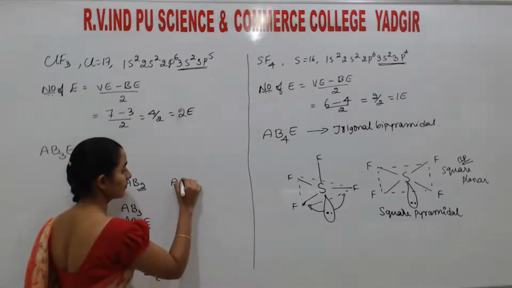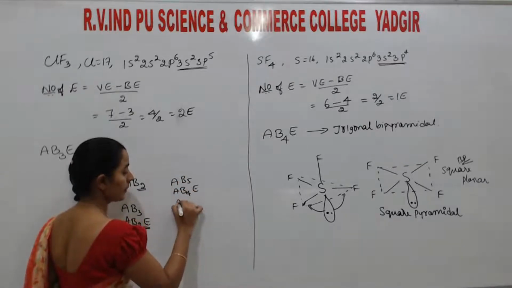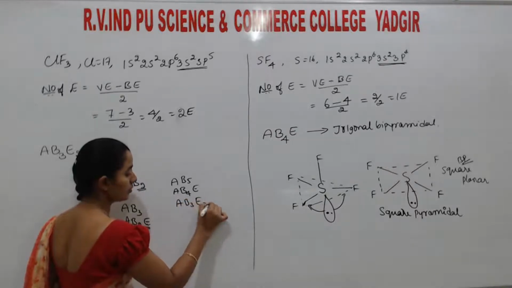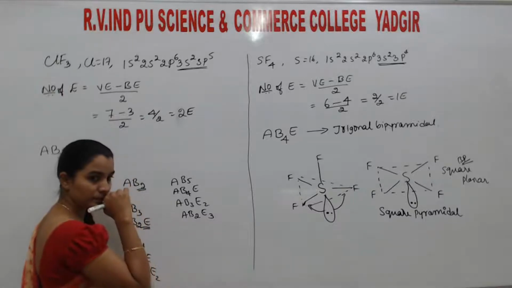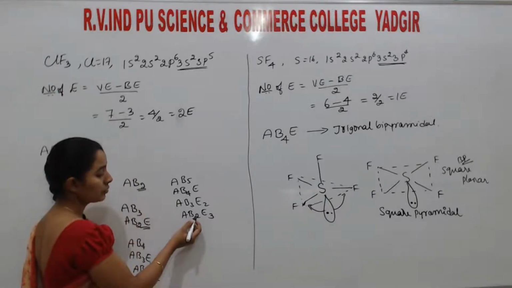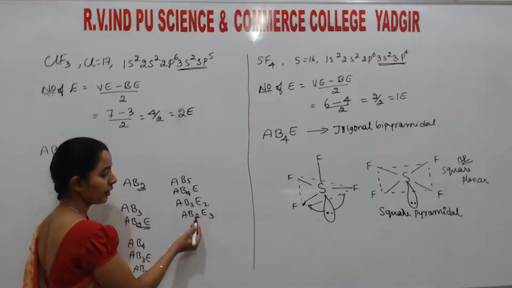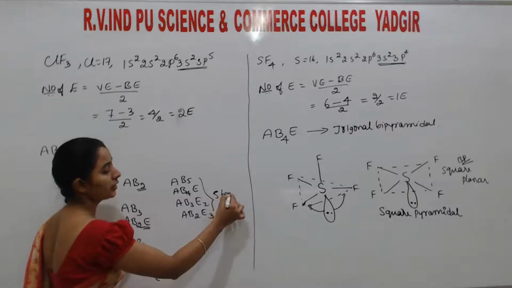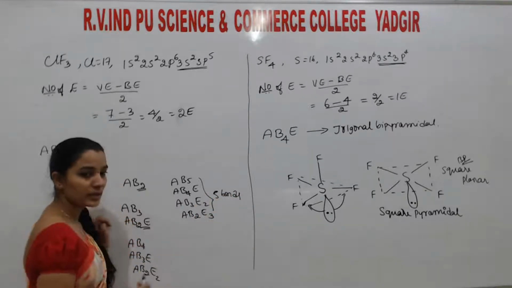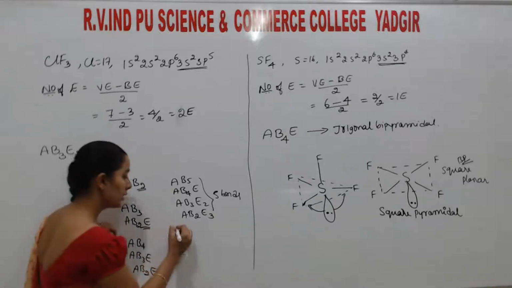Next here, AB5, AB4E, AB3E2, AB2E3. Okay, here 5, and 4 plus 1, 5, 3 plus 2, 5, 2 plus 3, 5. So all are having 5 bonds, including electron pairs. Then the standard structure is trigonal bipyramidal.